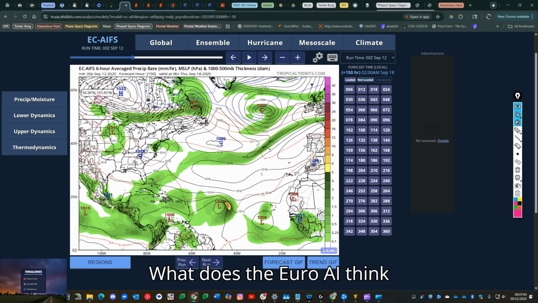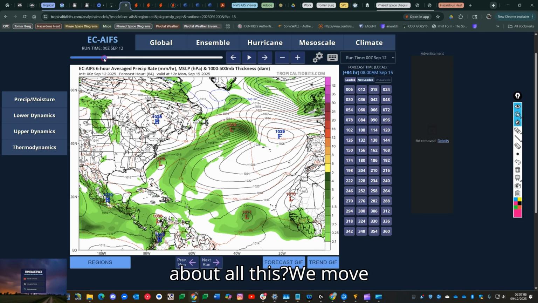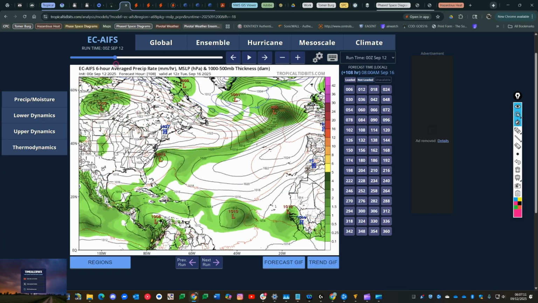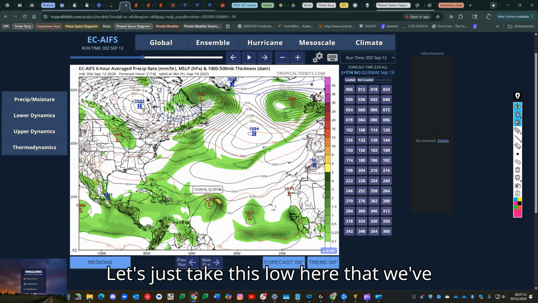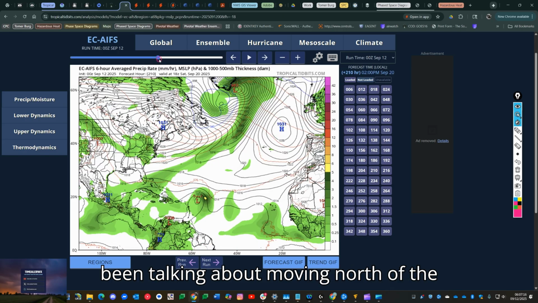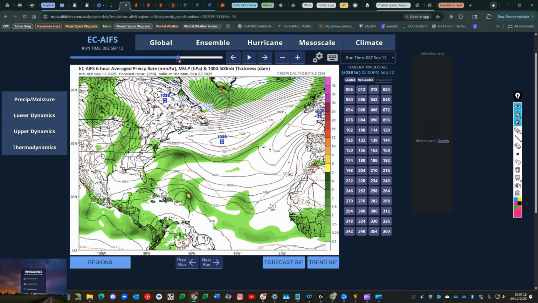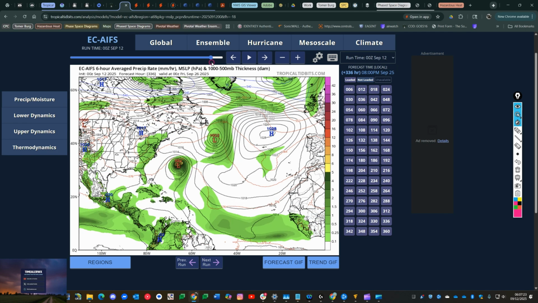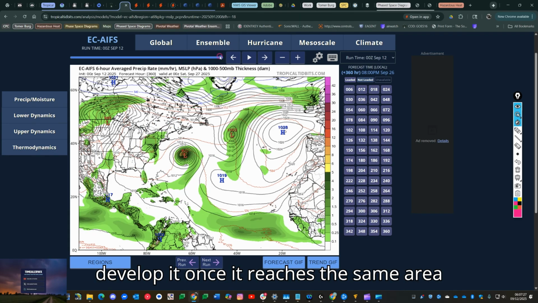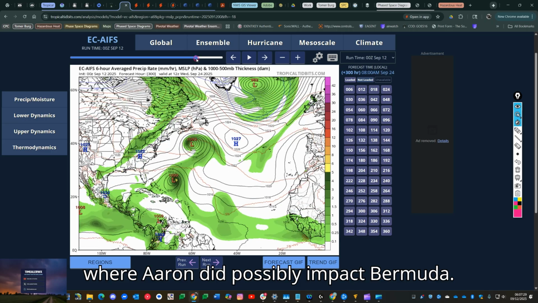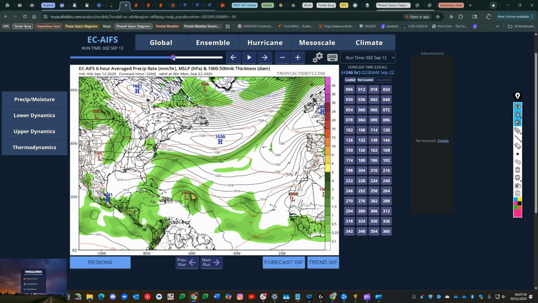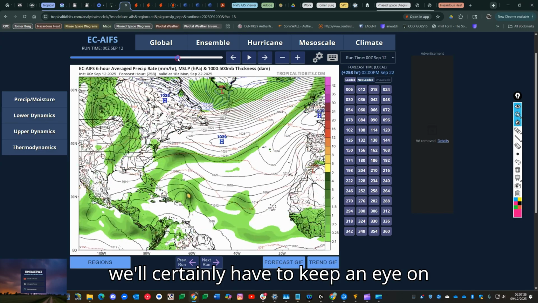What does the Euro AI think about all this? We move through time here. Let's just take this low here that we've been talking about. Although it's pretty weak, it moves north of the Lesser Antilles and wants to really develop once it reaches the same area where Erin did, possibly impacting Bermuda. That's almost at the end of the month, so we'll certainly have to keep an eye on that.